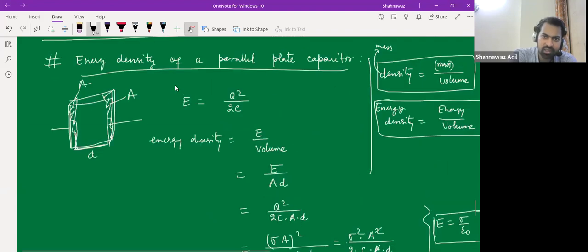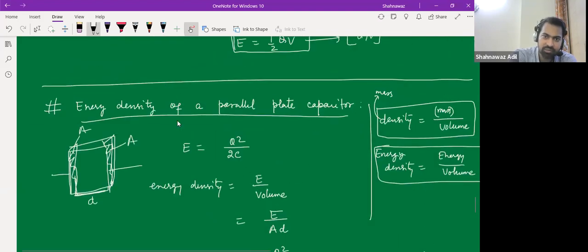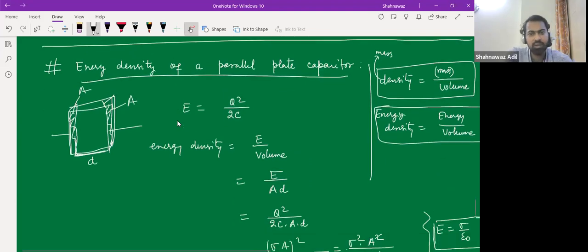So this is the energy density of a parallel plate capacitor. Any doubt in this part, guys? Do you guys have any doubt? No, sir. Okay, so please note it down. We will do one more topic, then one question, and then the last topic.